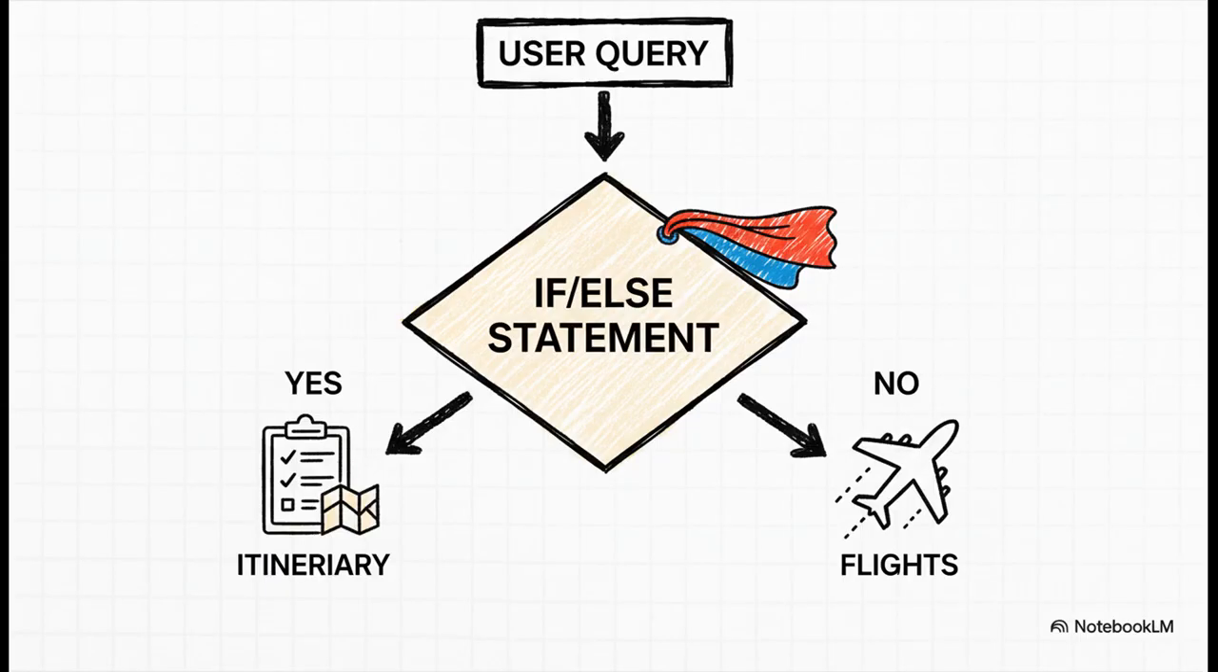So let's circle back to our travel assistant example. Instead of using a pricey LLM just to decide between build itinerary or find flights, what if we used a simple if-else statement that looks for keywords? It would be faster, it would be cheaper, and it would be 100% reliable. The humble if-else statement is truly the unsung hero here.